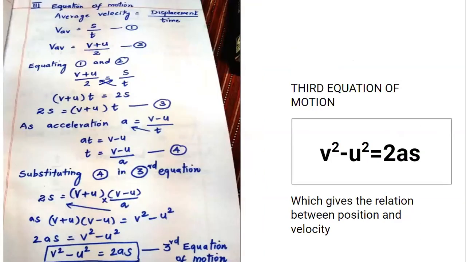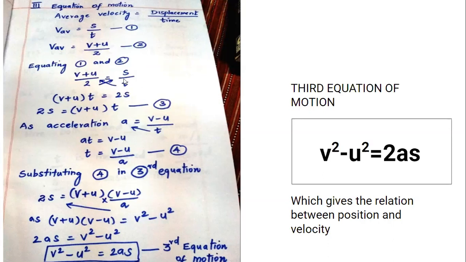In this third equation, again we are using that average velocity is equal to displacement by time. So Vav is equal to S by T. We are taking that as the first one. Vav is equal to V plus U by 2, and we are taking that as the second equation here. Now these both are the same, right? So we are just equating these two. So V plus U by 2 is equal to S by T, equating 1 and 2.